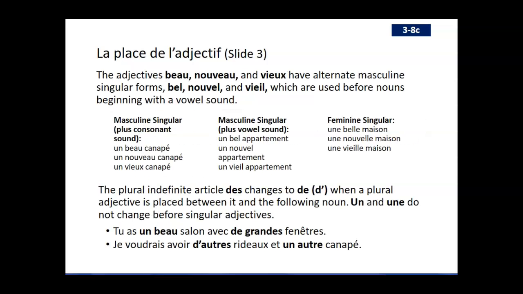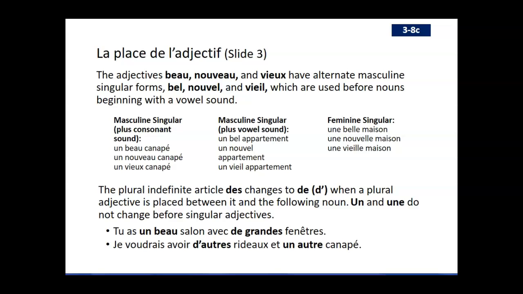All right, and finally we have the adjectives beau, nouveau, and vieux, which have alternate masculine singular forms, bel, nouvel, and vieil, which are used before nouns beginning with a vowel sound. Okay, so if I'm using these adjectives beau, nouveau, and vieux before a noun that starts with a consonant, it would be un beau canapé, un nouveau canapé, un vieux canapé. I'm using the original forms. I'm not changing them or using any alternate forms.